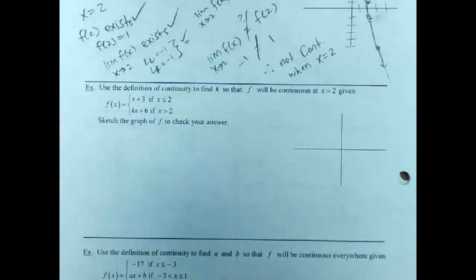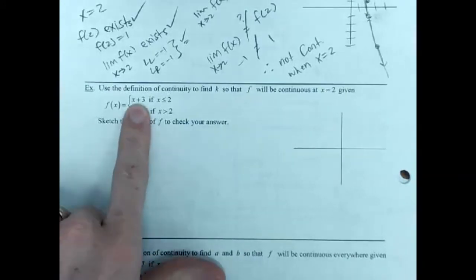Okay, so we're going to want the function to be defined. We're also going to want the limit to exist, and then we're going to want those two things to be equal. How you're going to end up doing this is really pretty simple, right? I have some line, x plus 3. That's pretty easy.